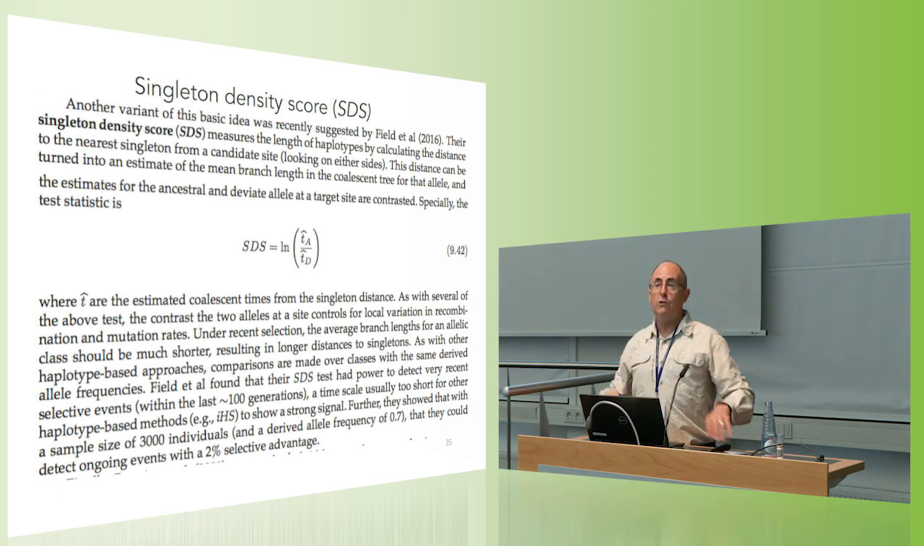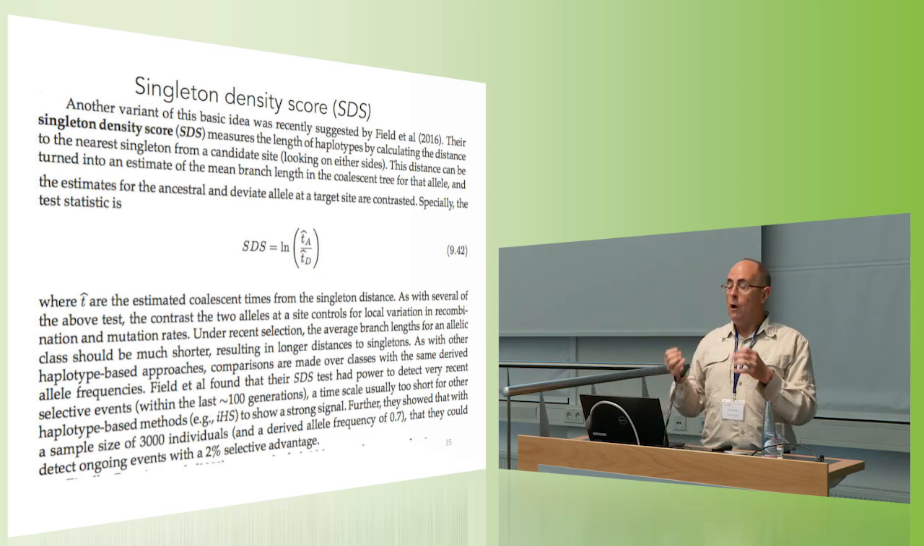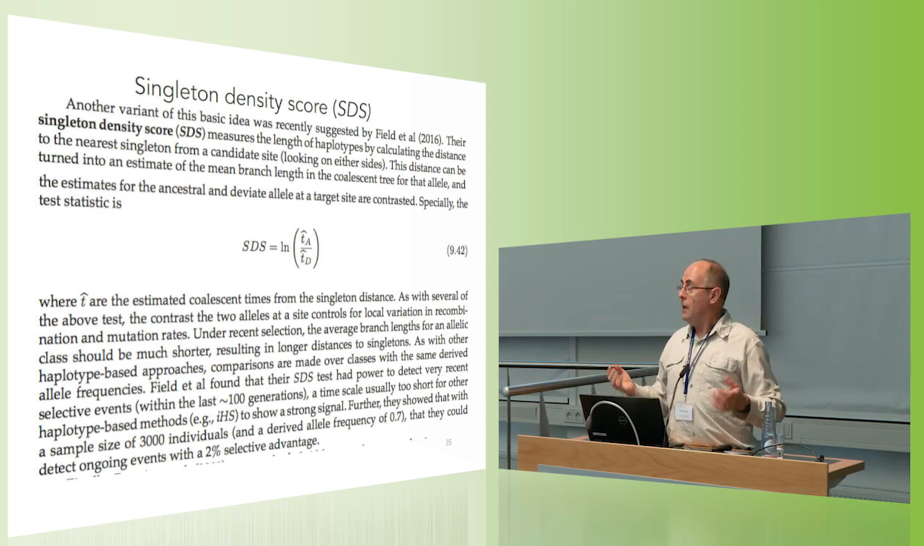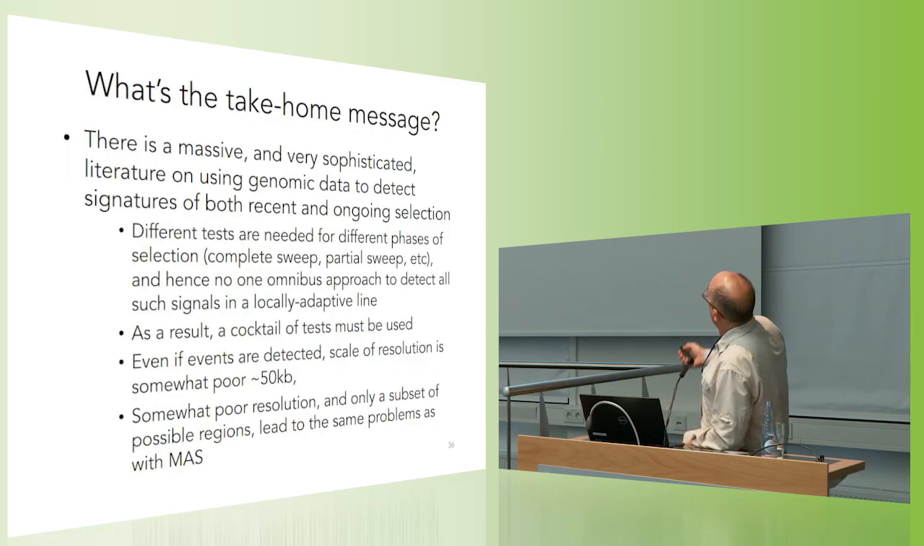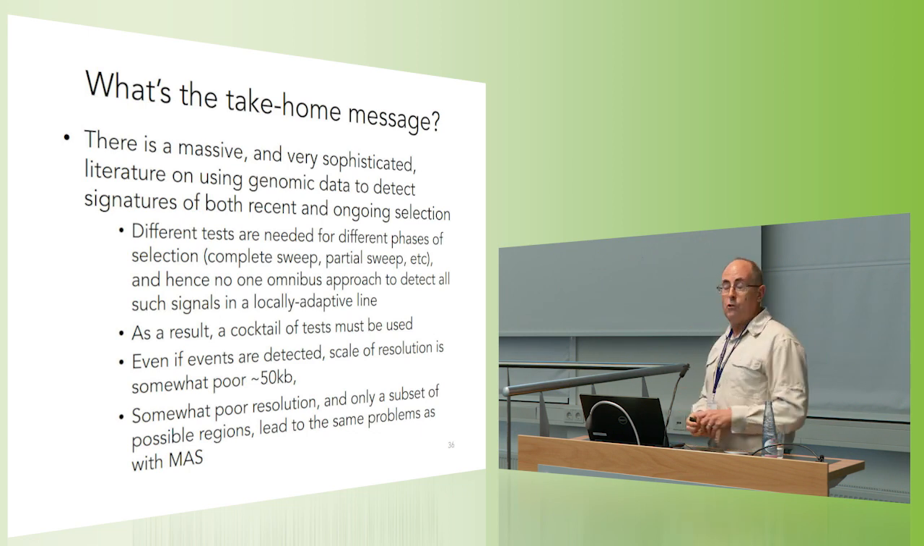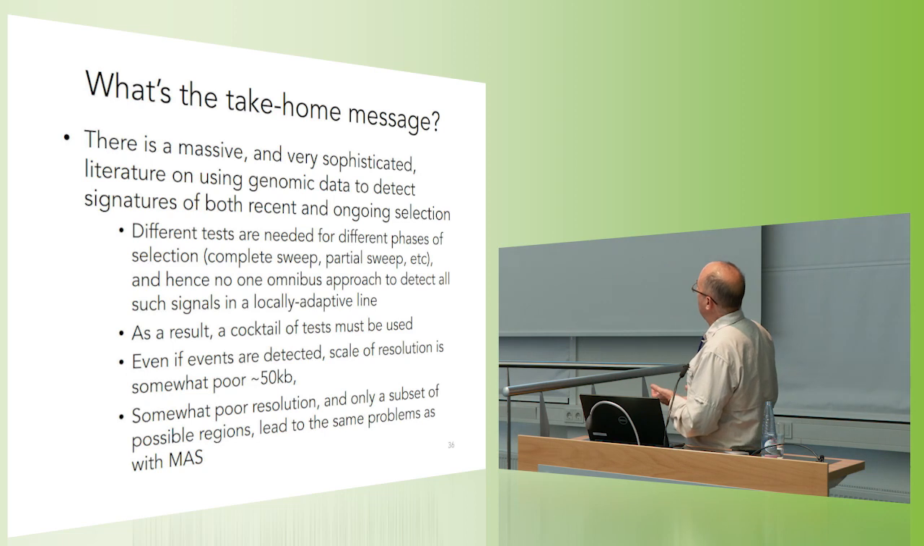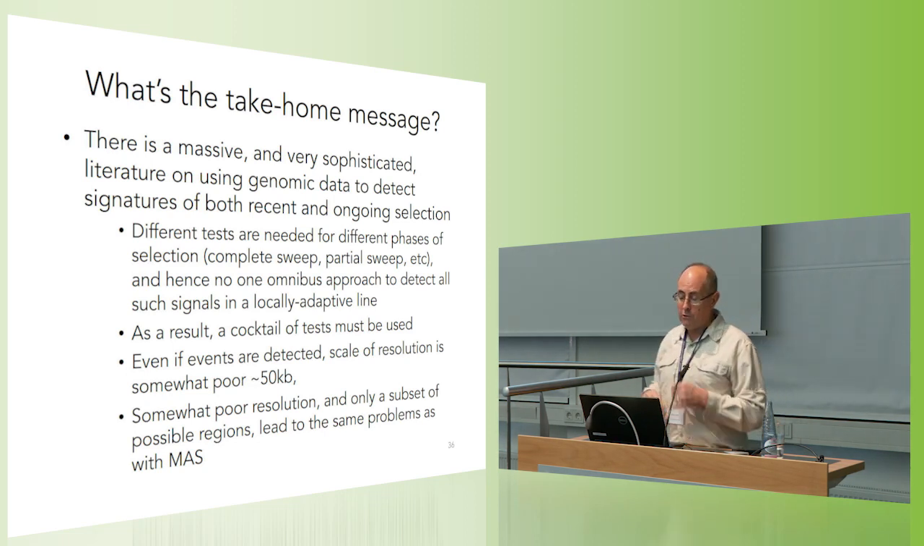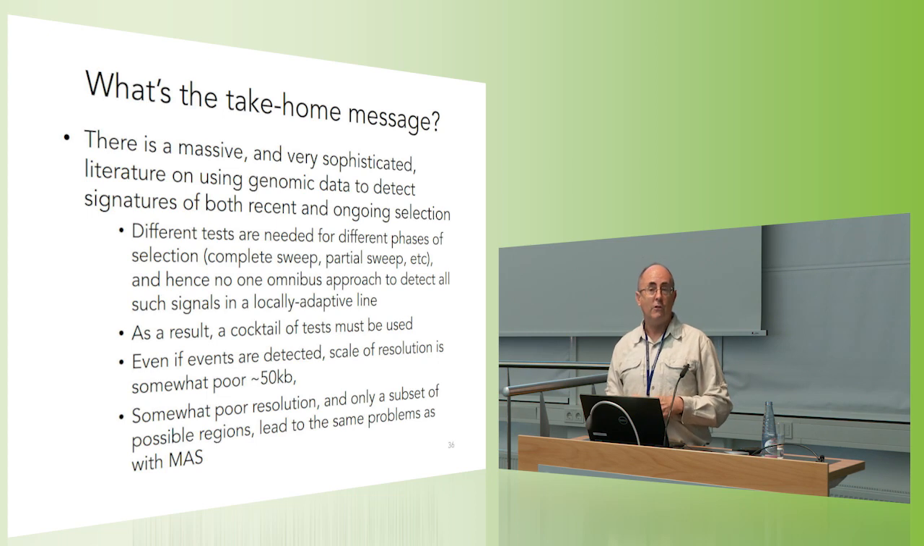So the bottom line from all this is, number one, to introduce you to a huge variety of machinery that can be used to detect ongoing selection. Number two, to point out that there are different tests required for different phases, so no one single test does them all. The result is you have a cocktail of tests. In the event that you detect something, you have resolution that's somewhat poor, on the order of 50 kb. So we're back in the situation of poor resolution and only a subset of possible regions. We have the same problem with marker-assisted selection.